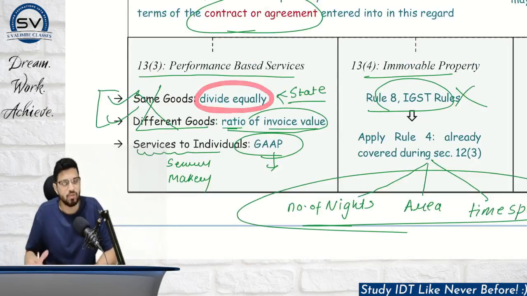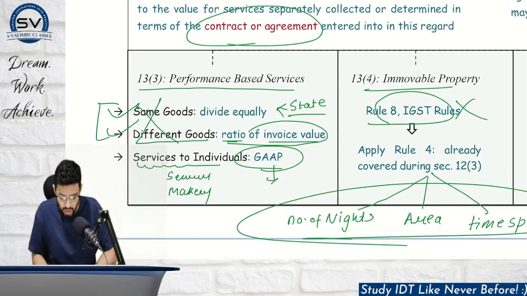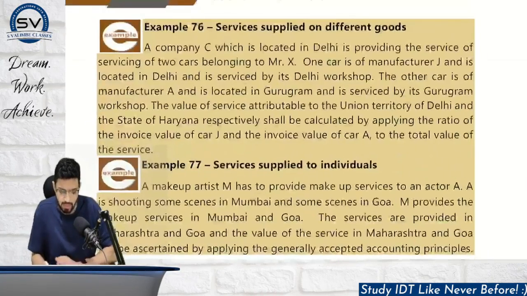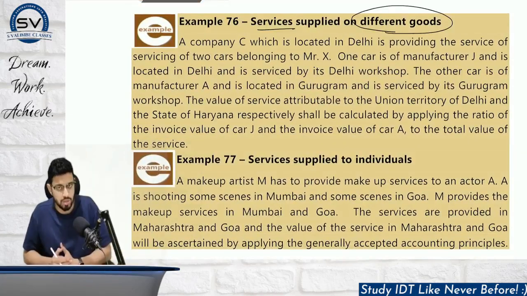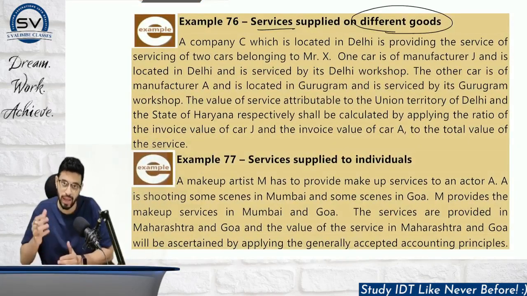Divide equally. So if there are 3 states, 1:1:1. Now if different goods, ratio of invoice value, let's see this. This is actually pretty simple. You just need to cover an example for it. So basically the goods are different, so we have to apply the invoice value of goods.